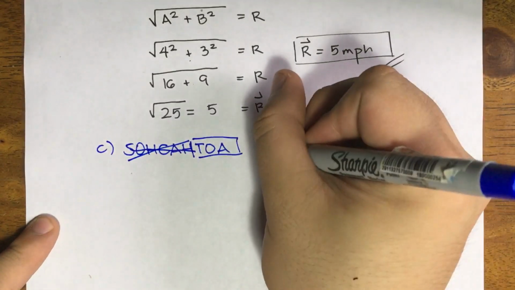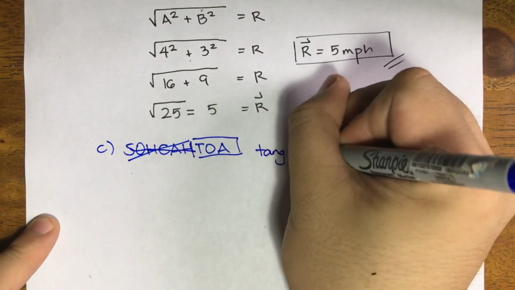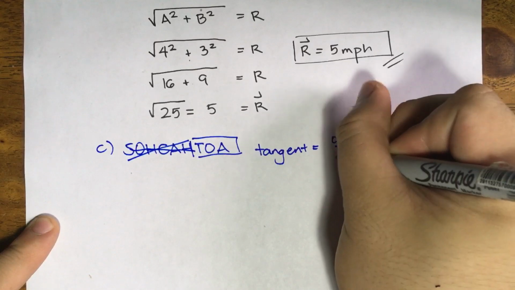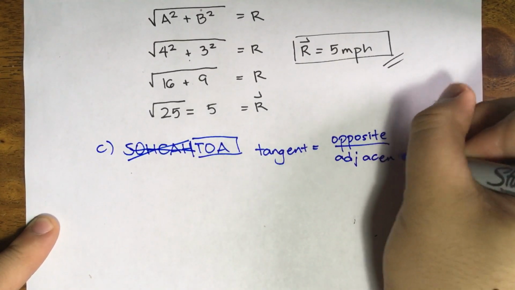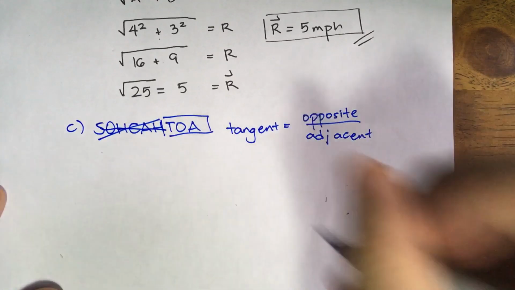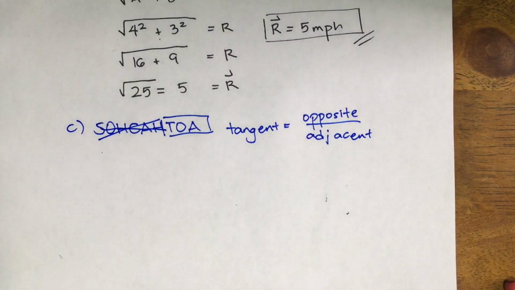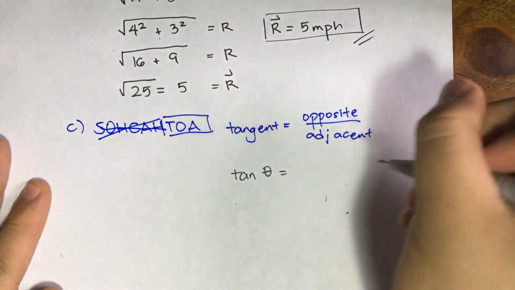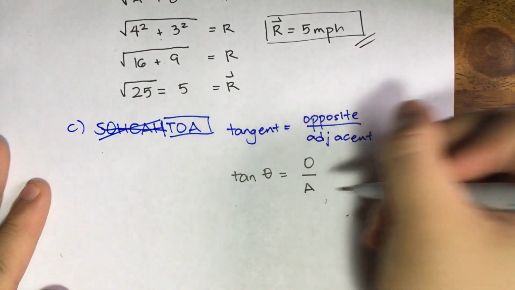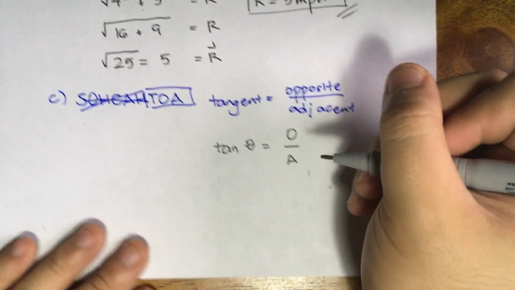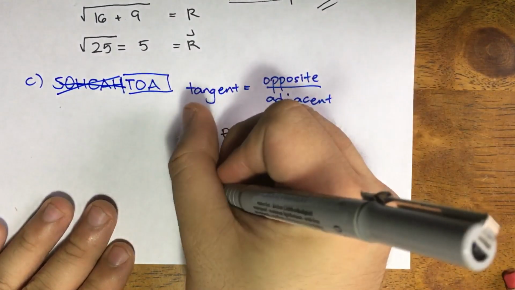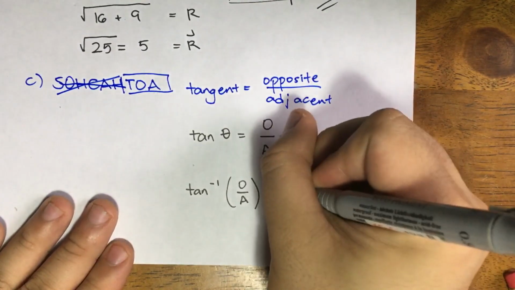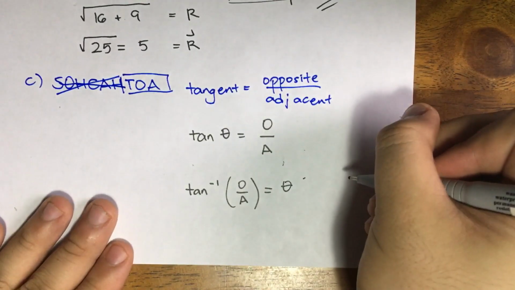TOA stands for tangent equals opposite over adjacent. That means that the tangent of theta, tan of the angle, is equal to the opposite side over the adjacent side. And when we tinker with this further, we can simplify this to tangent inverse of opposite over adjacent is going to be the exact value of your angle.